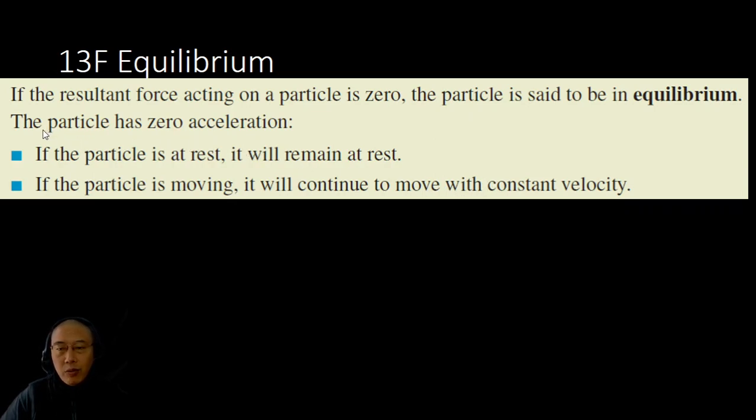To describe what is happening when the particle has zero acceleration: the particle is at rest and it will remain at rest, or the particle is moving, but as it has zero acceleration, it will have a constant velocity. With equilibrium, we're going to concentrate on the first part, when the particle is at rest.